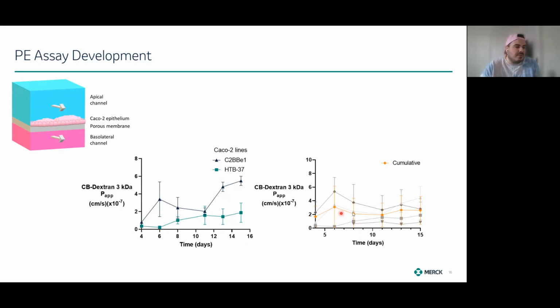So when we look at the basal permeability, we see it's pretty consistent from about day 6 out to day 15. It falls in between 1 and 2 by 10 to the minus 7 for this Cascade Blue Dextran. So that's where we tend to do our assays in this time frame, looking at both small molecule and peptide drugs to validate this.